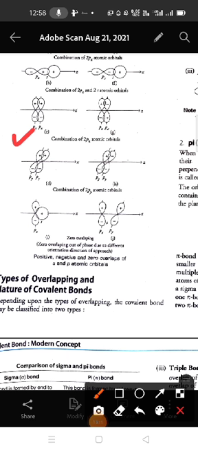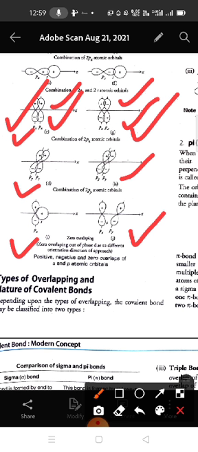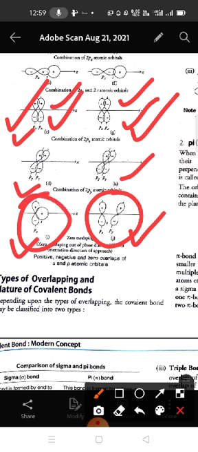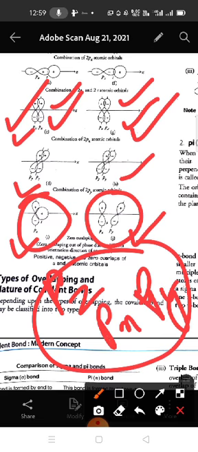Next one is the combination of px overlapping. This is in phase and this is out of phase, because positive and negative are overlapping here, and here positive and negative overlapping here. Next one is py in phase and py out of phase. Next one is pz and s, and next one px py, or this is called the zero overlapping. So learn it like pz and px py, these are zero overlapping.